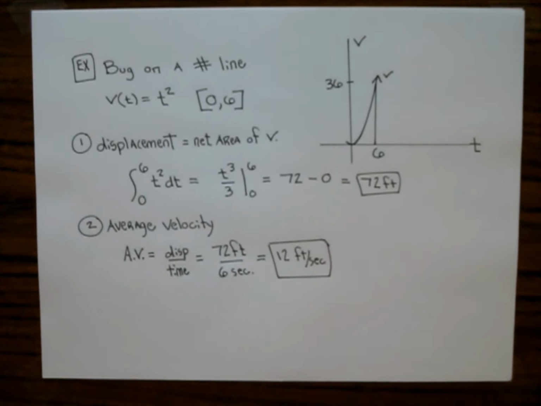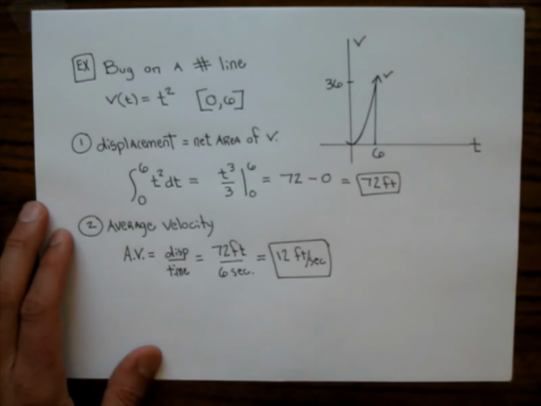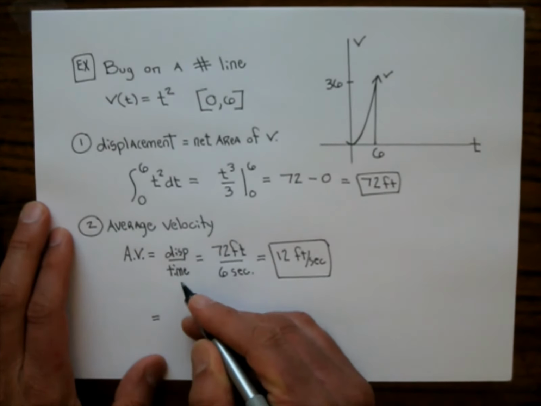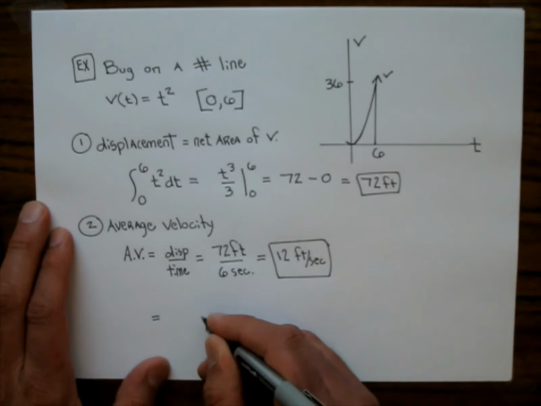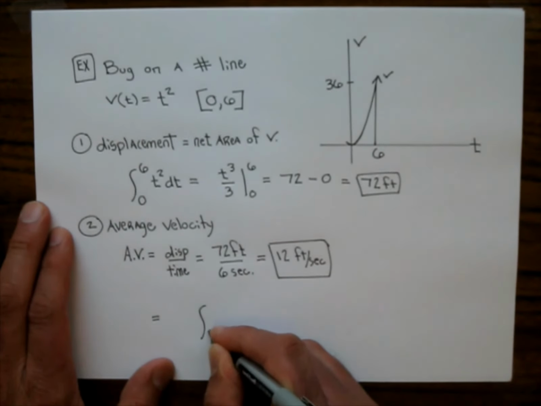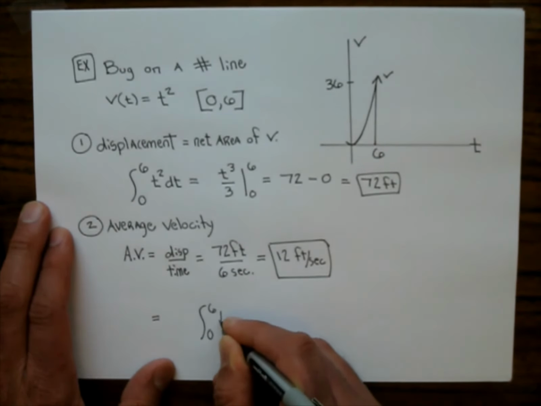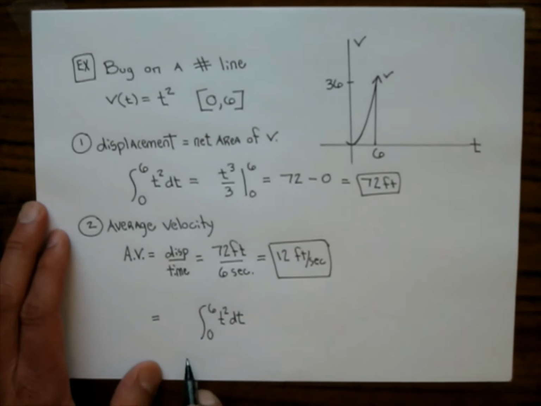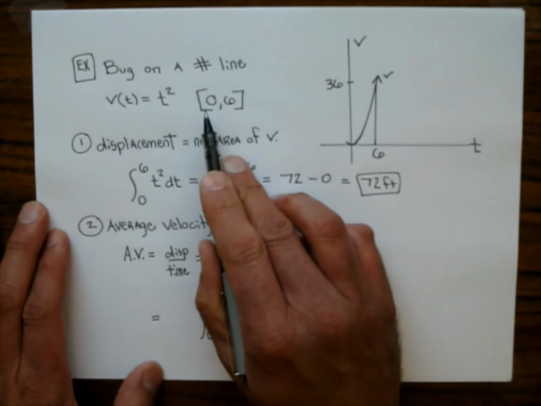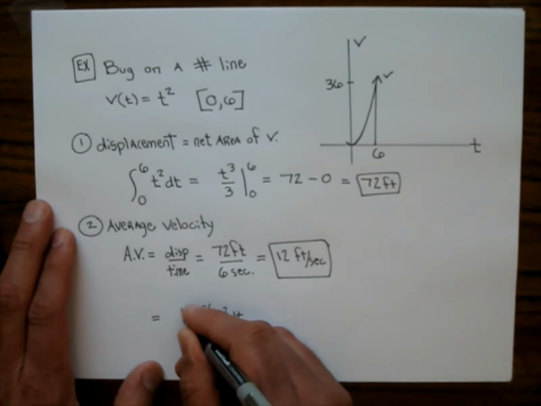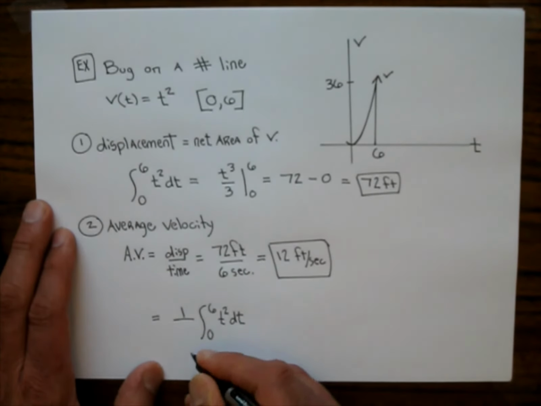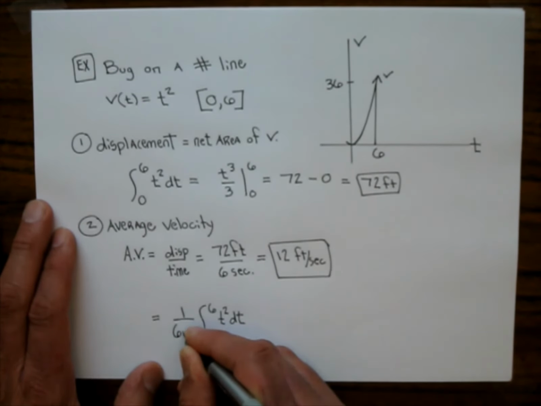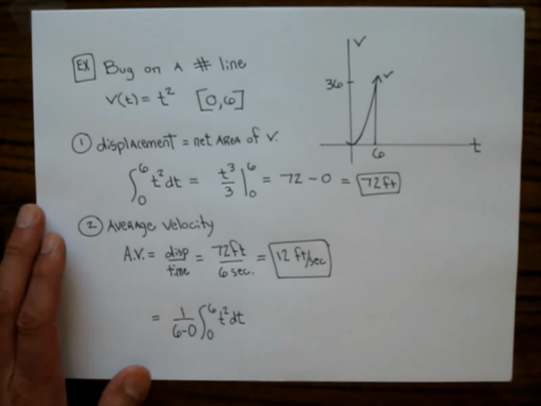Okay, now let's show you a connection to this. When we wrote displacement over time, the displacement was really this. 0 to 6 t squared dt. And then we put it over the time. The time is really 6 minus 0. Well, instead of putting it over that, I'm going to put it over here. So this is 6 minus 0.